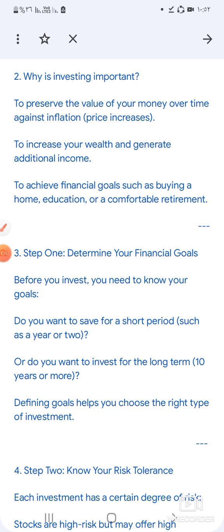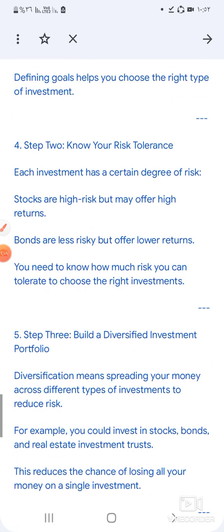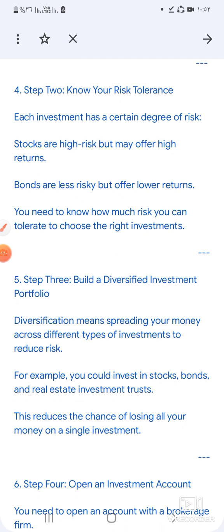4. Step 2. Know your risk tolerance. Each investment has a certain degree of risk. Stocks are high risk but may offer high returns. Bonds are less risky but offer lower returns. You need to know how much risk you can tolerate to choose the right investments.